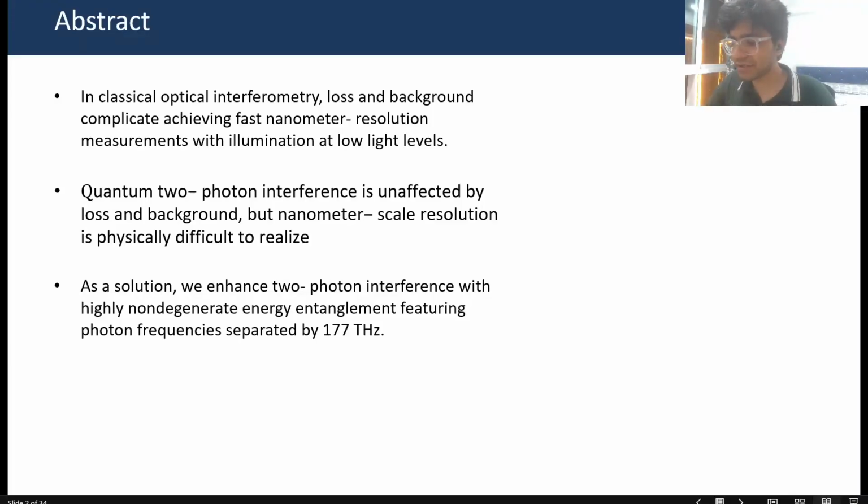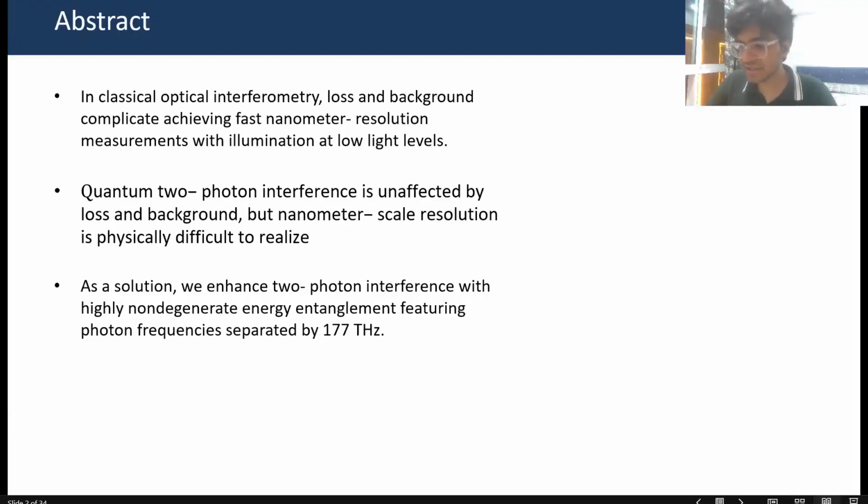To start, let's look at the core problem the researchers set out to solve. In classical optical interferometry, signal loss and background noise make it incredibly difficult to achieve fast nanometer resolution measurements when working at low light levels. Quantum two photon interference offers a theoretical way around this, as it is completely unaffected by background noises. However, actually achieving nanometer scale resolution with standard quantum methods is a physically demanding and tedious process.